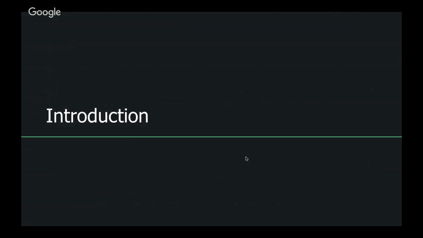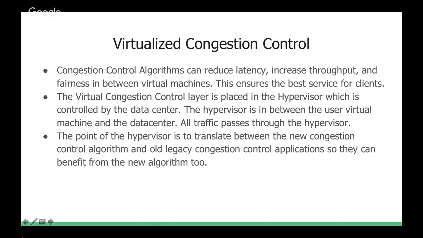I will first give you an introduction to virtualized congestion control, which will give you an overview of what the authors are trying to accomplish. Virtualized congestion control happens in the network. Congestion control algorithms are implemented to reduce latency, increase throughput, and fairness in between virtual machines. This makes the client happy because they're getting the speed that they wanted, and the data center happy because this makes their business more efficient and profitable.